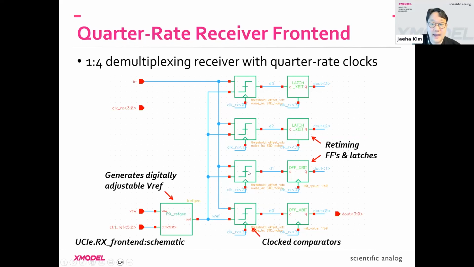Basically, each compare primitive will sample the 2 inputs at the rising edge of the triggering clock, and when its polarity is high, positive, it produces a 1, and when the polarity is negative, it produces 0. You have this additional latch or D flip-flop at the output of these comparators to realign the timing of their outputs so that they all fit in the same clock domain. Let's say clock_RX of 3.